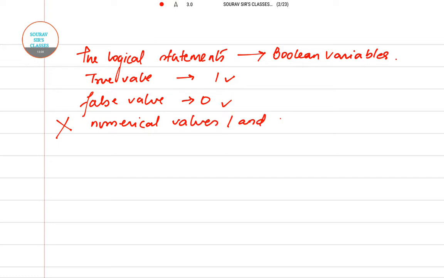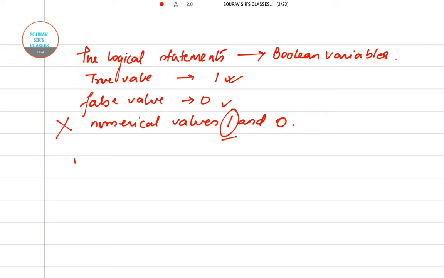So here in Boolean algebra, if you write 1, it means that it is true. It is not the actual numerical value in the number system which you are using. So both are different.